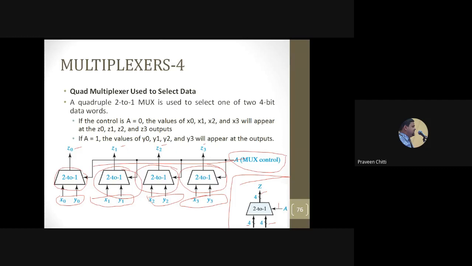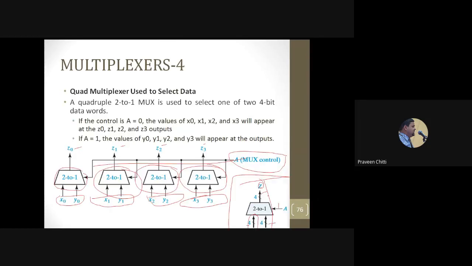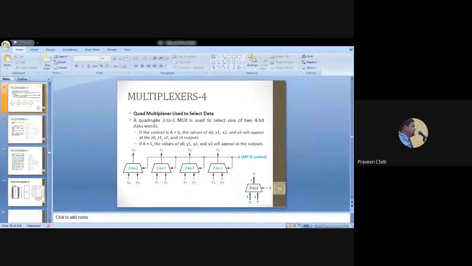Single bit only. So when A is 0, the 4-bit data X will be transferred to the output, and when A is 1, Y will be transferred to the output. So in effect, it is behaving like a 2:1 mux only, but every input has multiple bits; in particular, here we have 4 bits in each of the inputs. Okay, so that is about the multiplexer. The remaining part of the multiplexer we'll study in the next class. If you have any difficulties or doubts, you can ask. I hope all of you understood the concept of multiplexer.